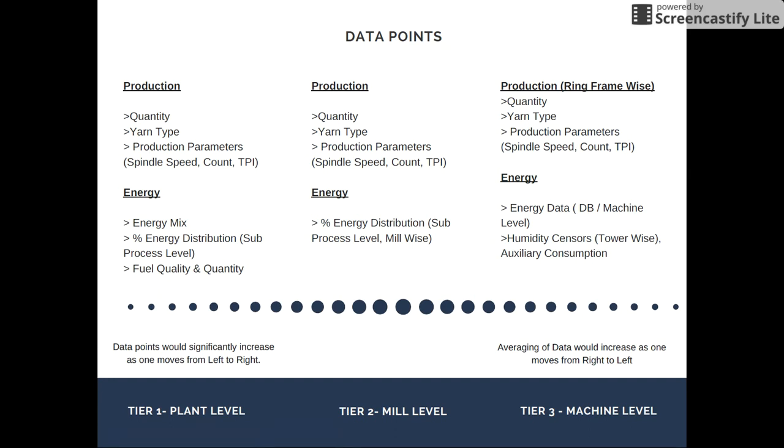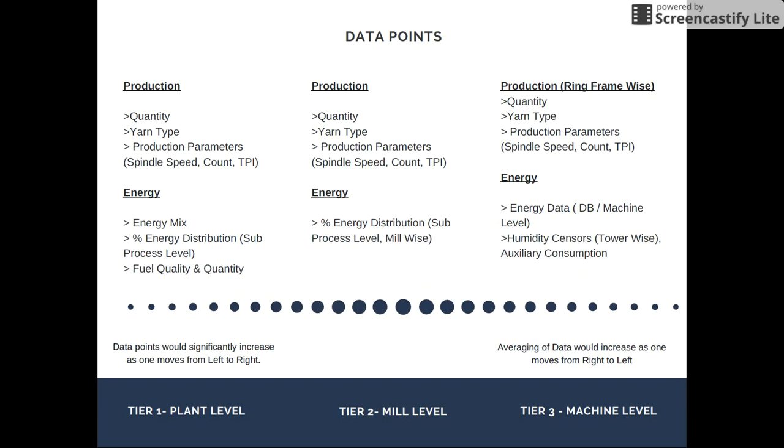If you take it to the second tier, you go to the separate mills within a plant. You're adding up the same for different mills, and then you're also going process level and sub-mill wise. So essentially, data sets and data points increase, and of course, you need to average and aggregate them.